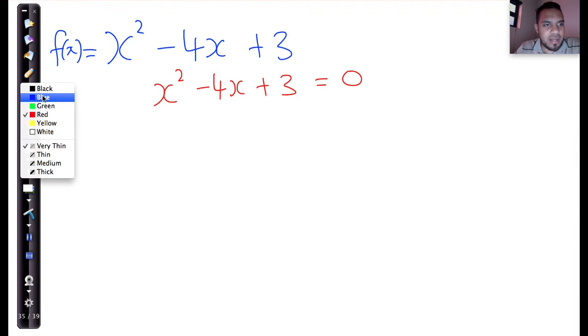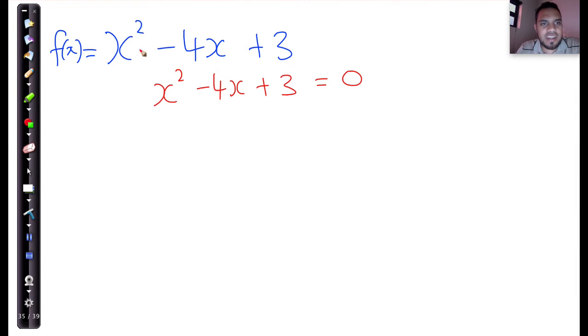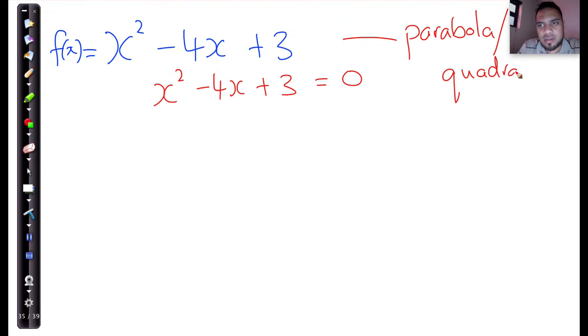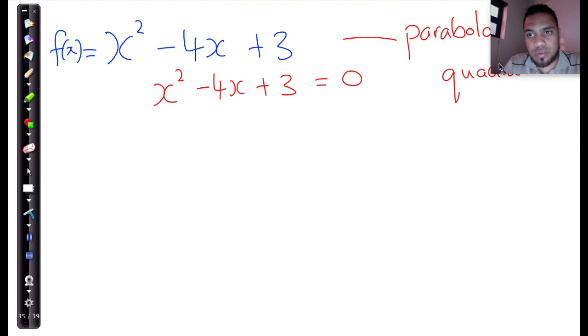This means that when I look at this equation, can you see this equation over here? x squared minus 4x plus 3. As you can see, it's the form of a quadratic, so that means that it represents a parabola or a quadratic function. Let's just try and get that smaller. Okay, or a quadratic function.